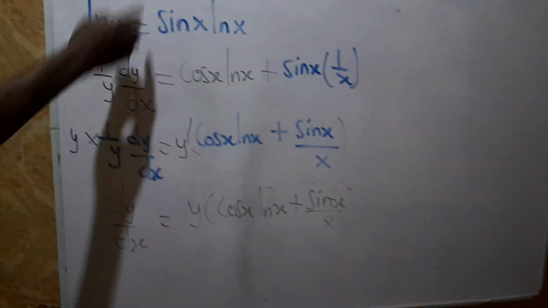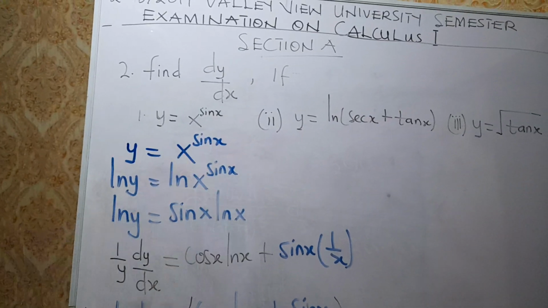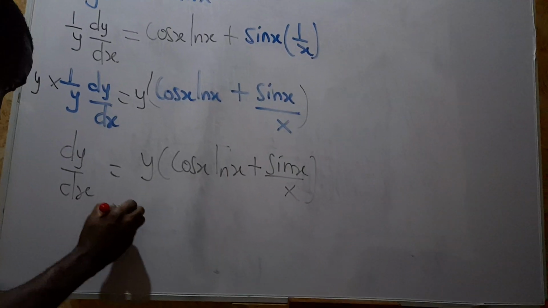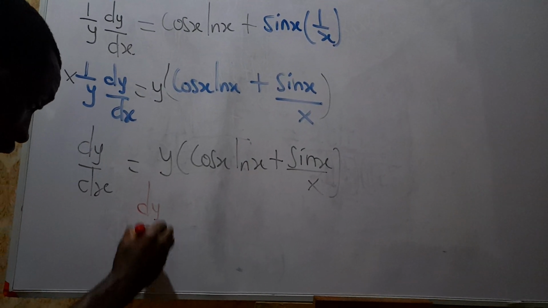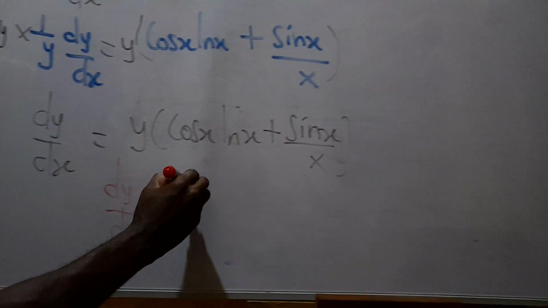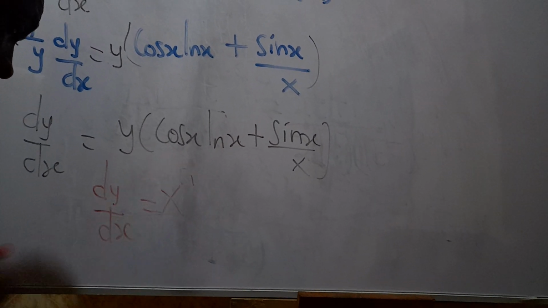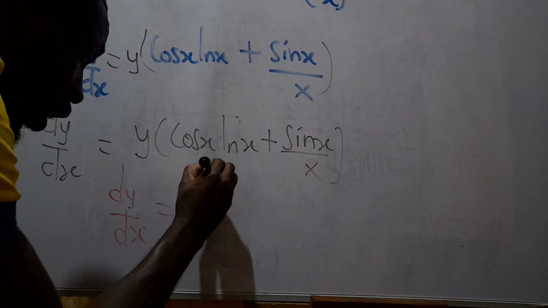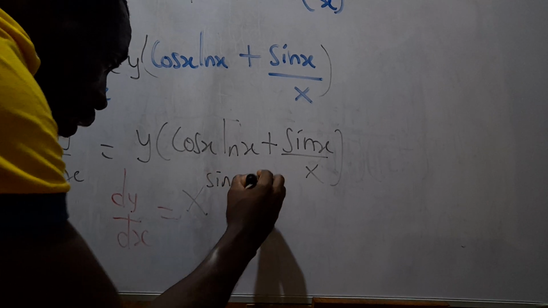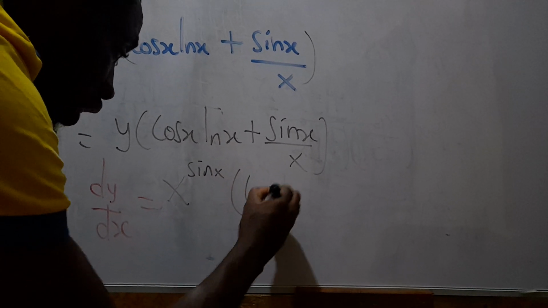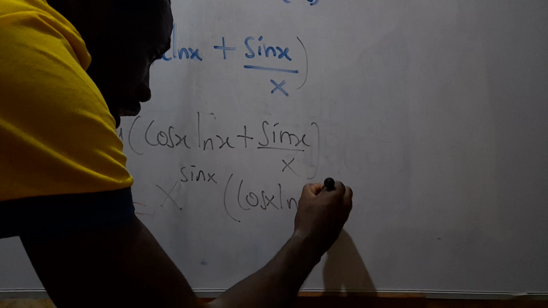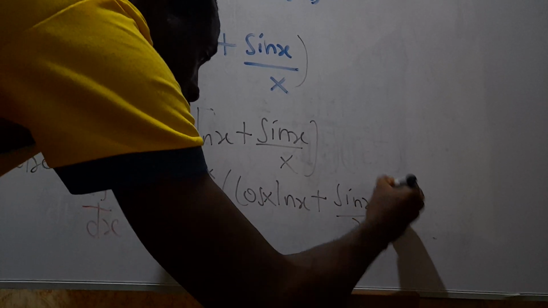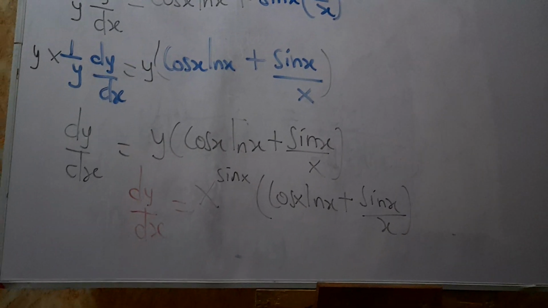Now remember our y is equal to x exponent sin x. We just substitute, then find our dy over dx. So we can say our dy over dx is equal to x exponent sin x bracket cos x ln x plus sin x all over x. Then that becomes our dy over dx.